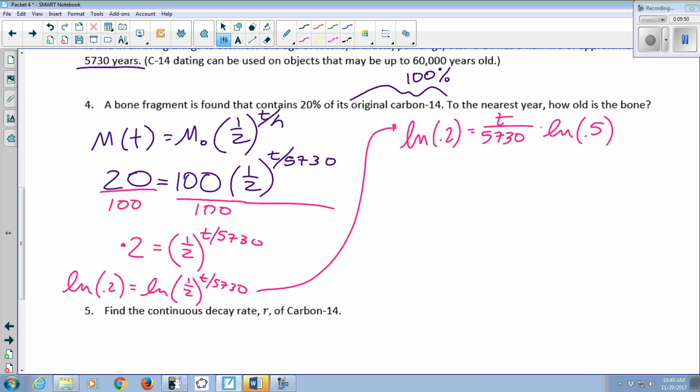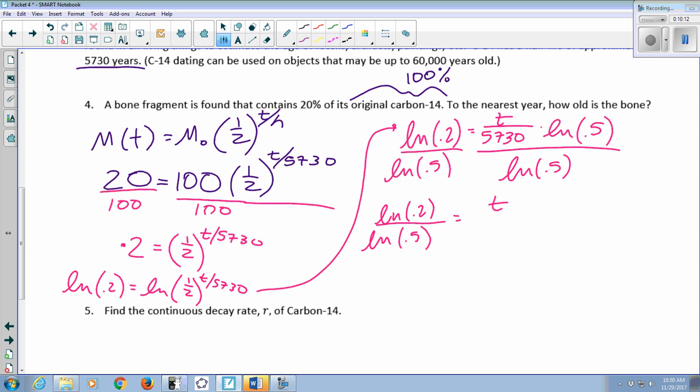Now I just want to get the t by itself. Let me remind myself that the ln of 0.2 and the ln of 0.5 are just numbers. So I'm going to divide both sides by the ln of 0.5. So I have ln of 0.2 over the ln of 0.5 equals t over 5,730. And then last, just multiply both sides by 5,730. So we get t equals 5,730 times ln of 0.2 over ln of 0.5.